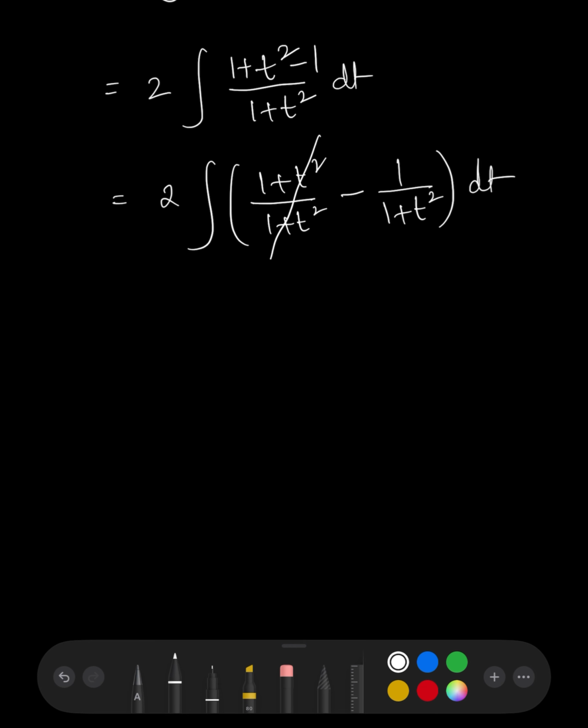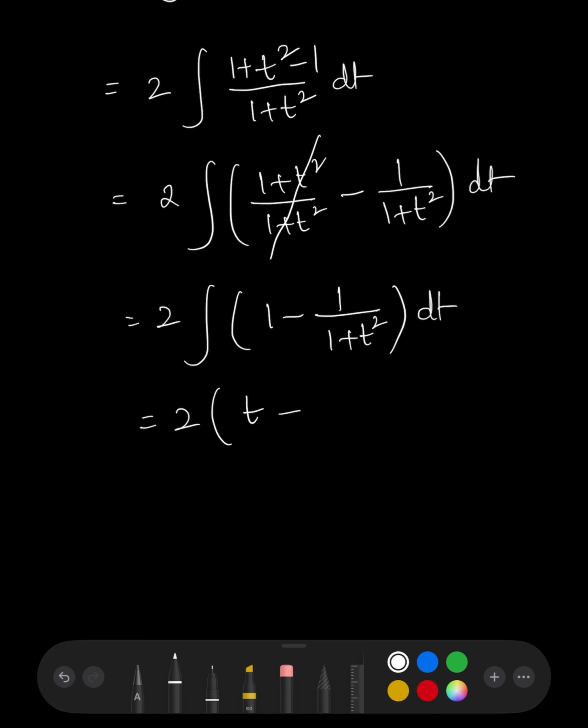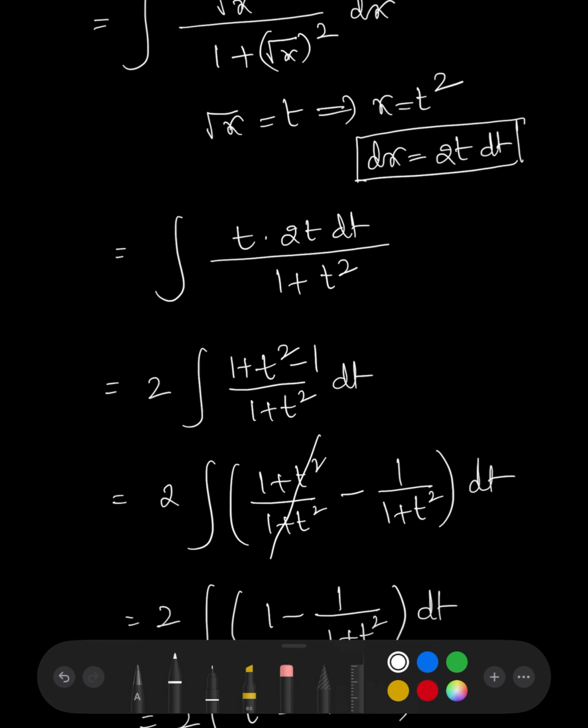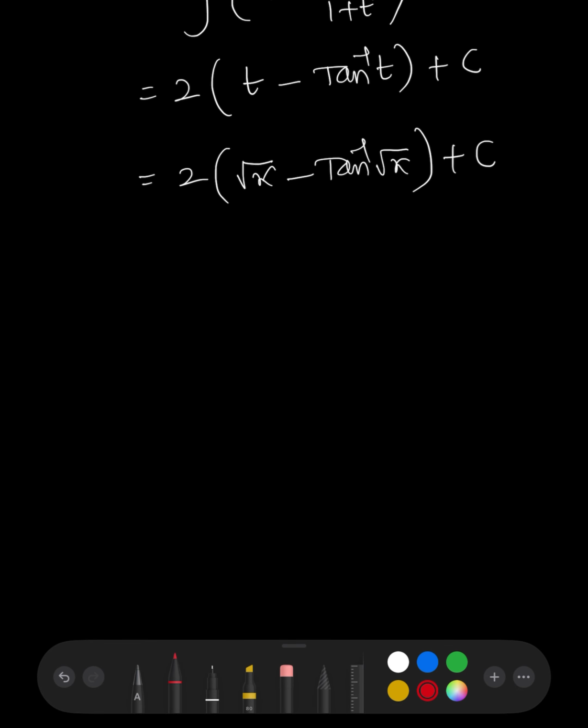So 1 plus t square gets cancelled, so it is 1 minus 1 by 1 plus t square, whole dt. So this is 2 into integration of 1 is t minus integration of 1 by 1 plus t square is tan inverse t plus c. So that is equal to 2 into t, which here is nothing but root x, minus tan inverse of root x plus c. So very interesting question, right? Now move on to the next question.